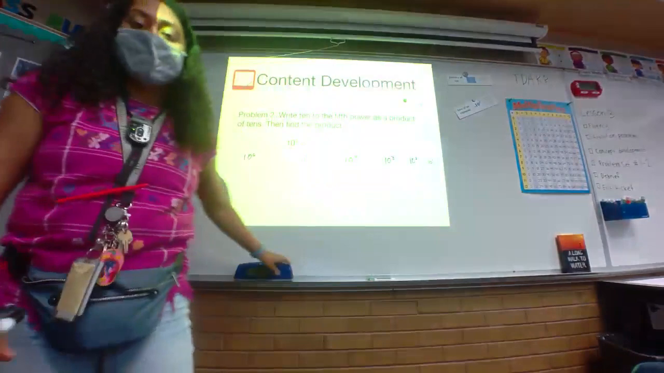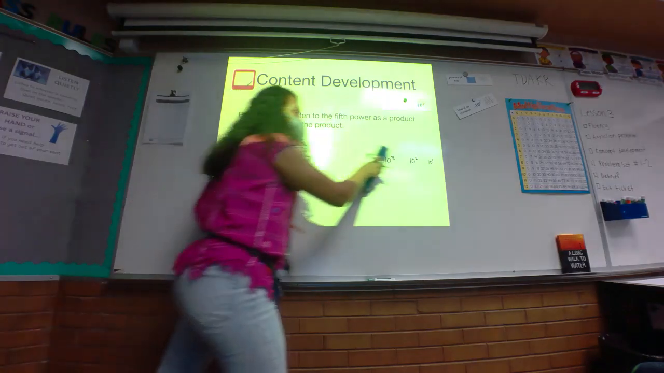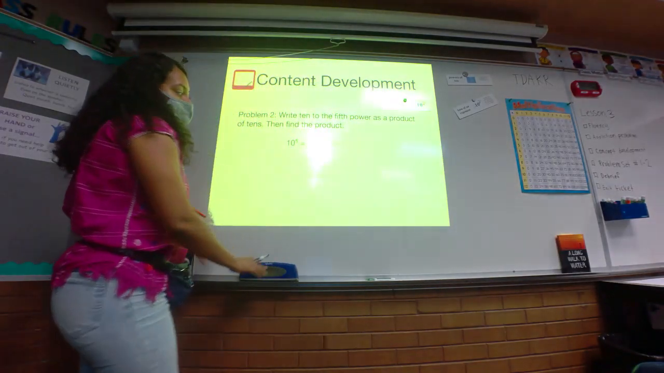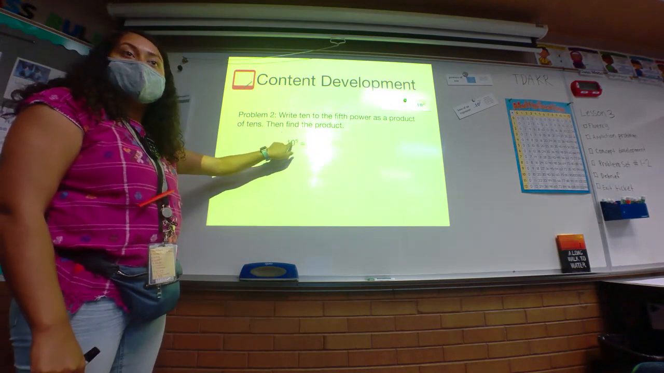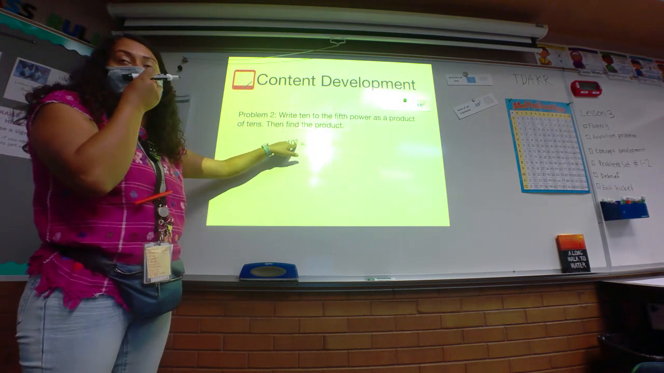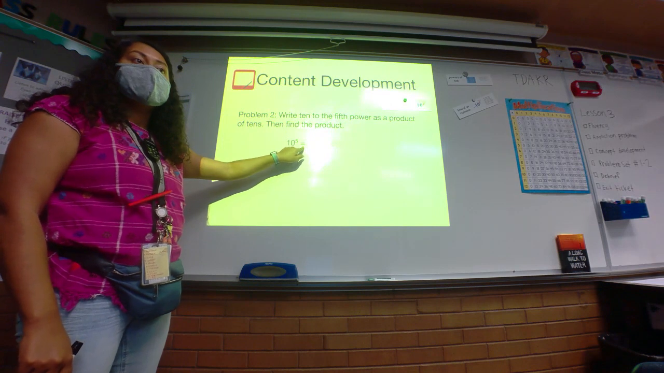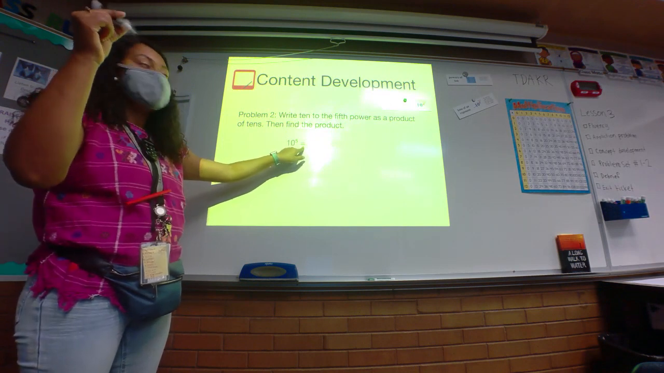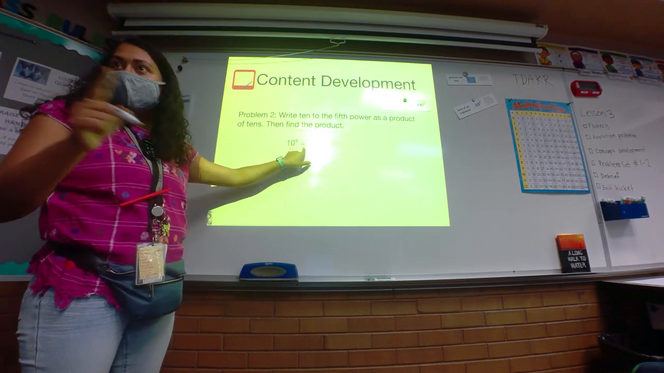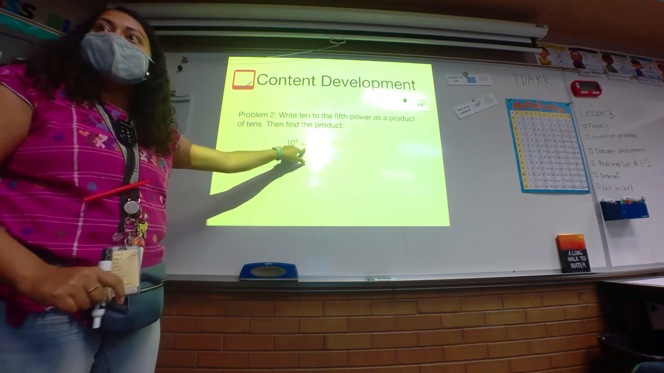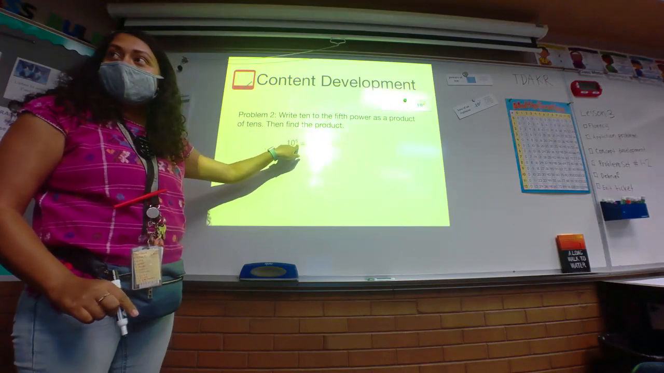Problem 2, ready? Now, you can do this on your whiteboard or on your plastic sheet. So now we're working backwards. So write down 10 to the 5th power, 10 to the power of 5, equals. Write it as a product of 10, like the equation. So how many times are we going to multiply 10? 5 times, because that's what the exponent is telling us.